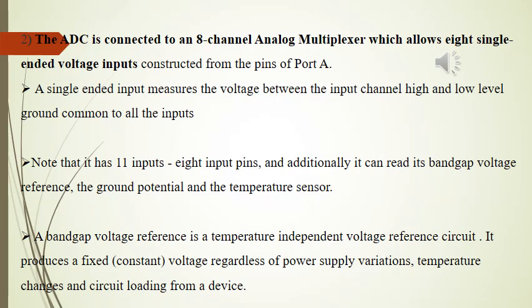Now let us discuss the multiplexer, which is shown in the block diagram. That multiplexer has 11 inputs. 8 inputs are the analog input pins, and additionally it can read a band gap voltage reference, the ground potential, and a temperature sensor output. Now, what is this band gap voltage reference? It is a temperature independent voltage reference circuit. It produces a fixed voltage. Fixed means the voltage does not vary with the variation in the power supply, the temperature or the loading effect.